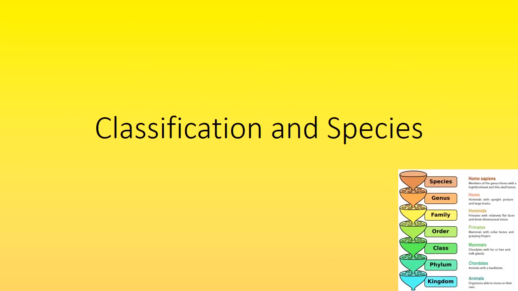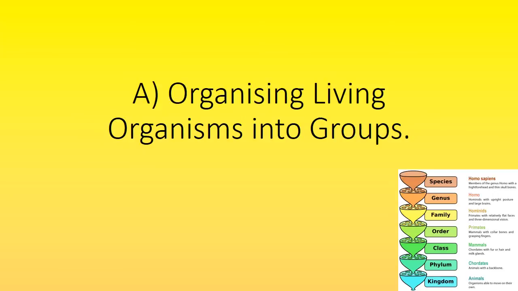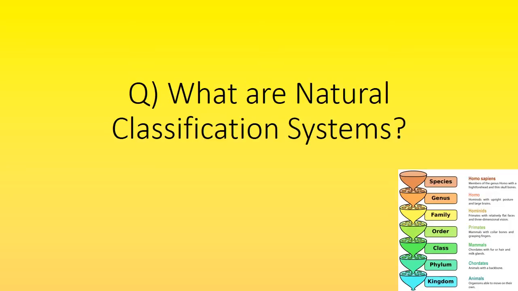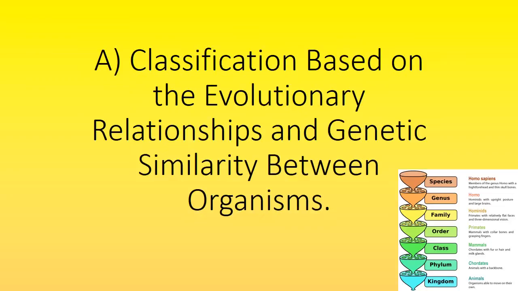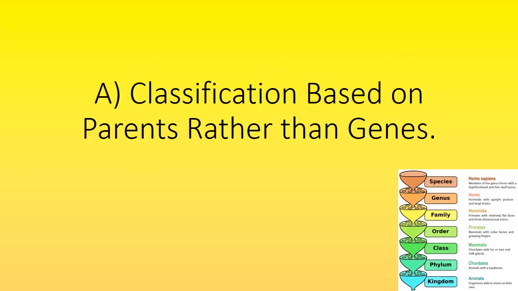Classification and species. What is classification? Organizing living organisms into groups. What are natural classification systems? Classification based on the evolutionary relationships and genetic similarity between organisms. What are artificial classification systems? Classification based on appearance rather than genes.